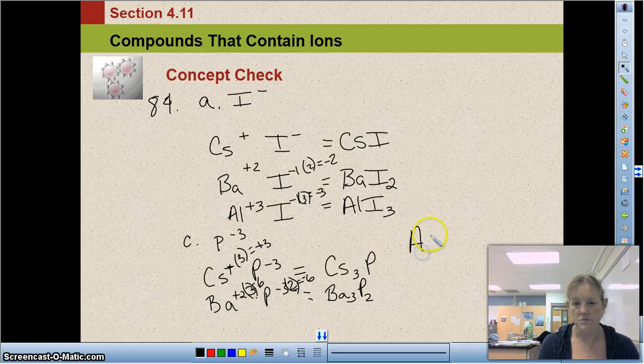Let's try aluminum. This one's really easy to see. Aluminum plus 3. Phosphorus has a minus 3 charge. Of course, they're going to cancel out 1 to 1. So your answer is AlP. So there's how to do the problems.